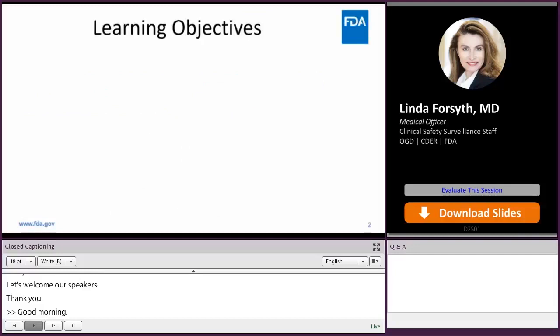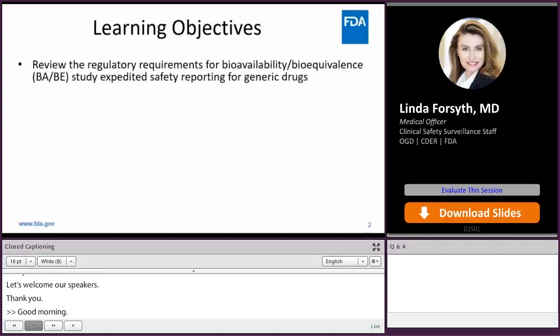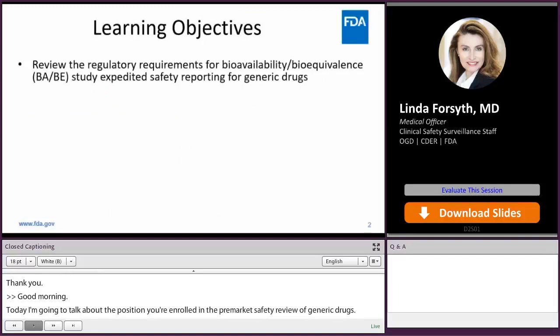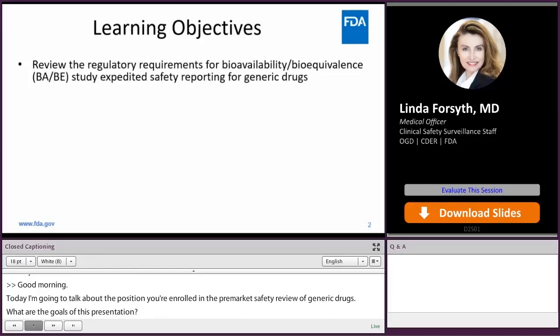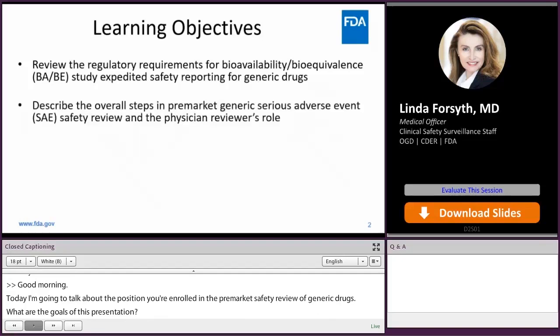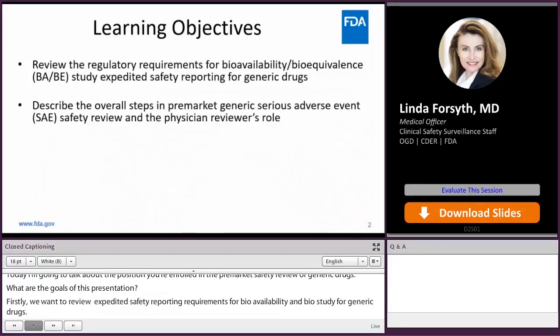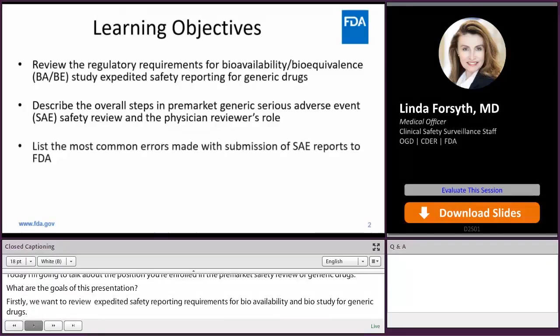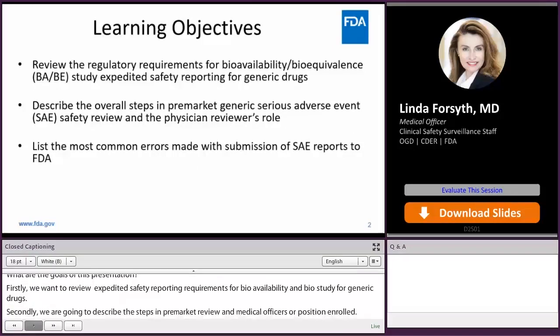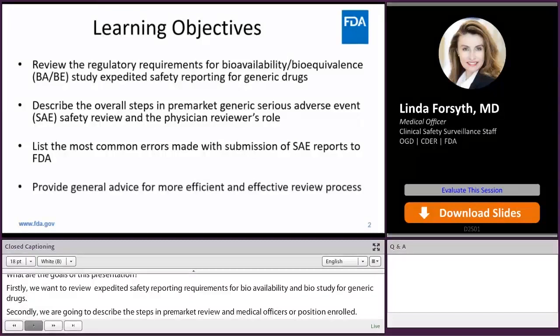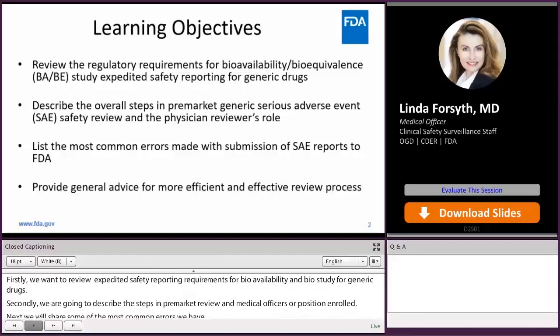So what are the goals of this presentation? Firstly, we want to review expedited safety reporting requirements for bioavailability and bioequivalence studies for generic drugs. Secondly, we are going to describe the steps in pre-market review and the medical officer's or physician reviewer's role. Next, we will share some of the most common errors we have observed with the submission of SAE reports to FDA, and we will provide advice for a more efficient and effective review process.